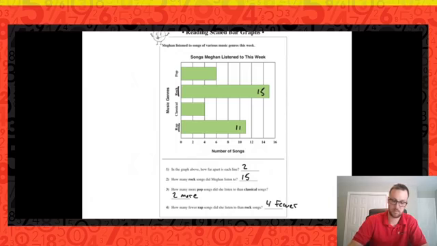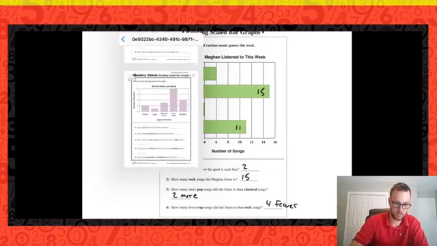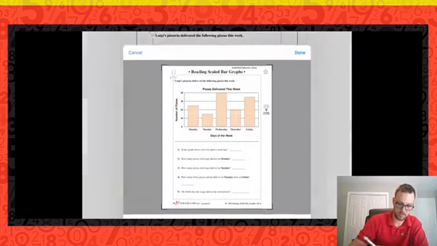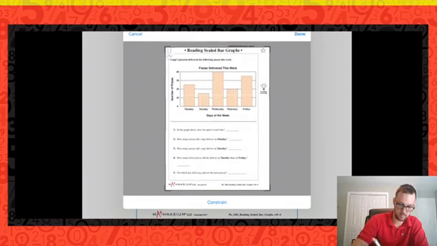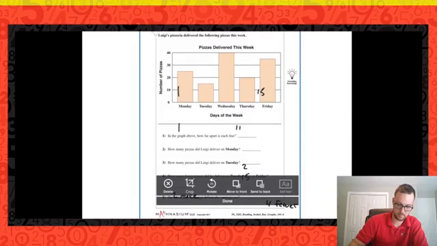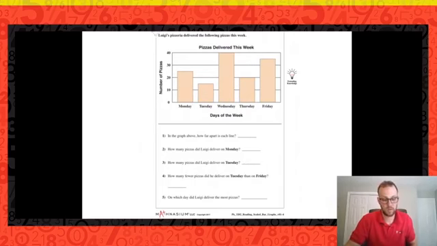All right. Let's see if we can get some more practice with these. You guys got through these really quick. We'll do another one of these scale bar graphs. How's that sound? All right. So we're looking at pizza deliveries during the week done by Luigi's Pizzeria. So, how far apart is each line in the graph above?